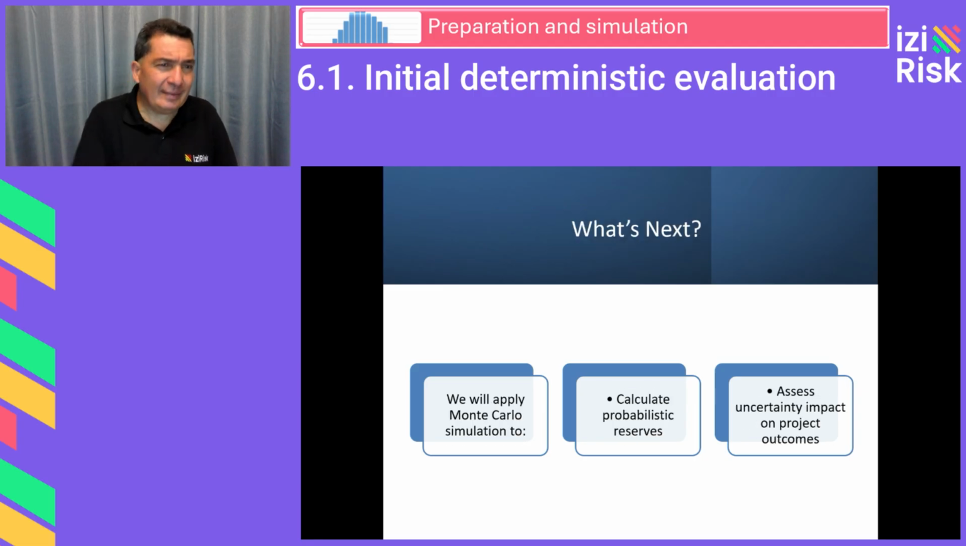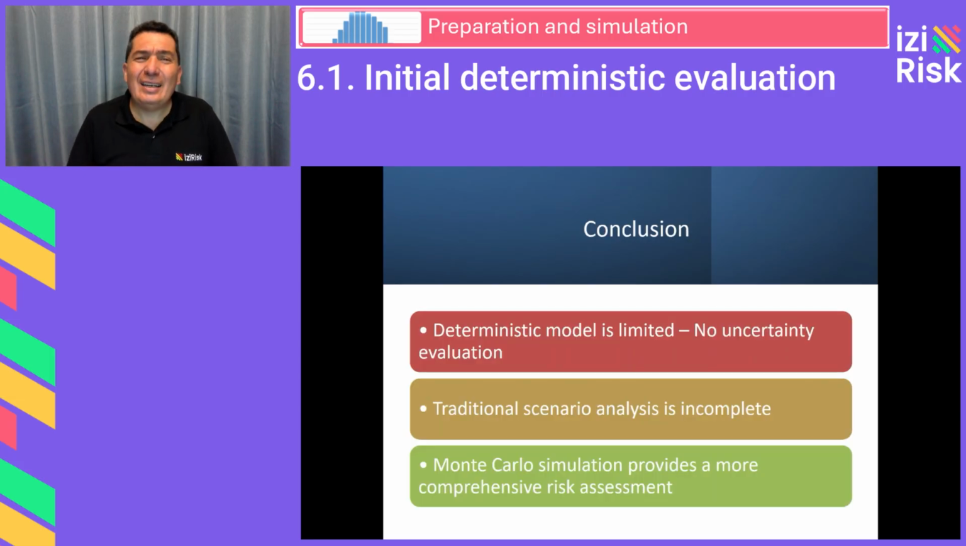What will we do next? In the upcoming exercises, we will apply Monte Carlo simulation to calculate probabilistic reserves and assess the impact of uncertainty on project outcomes. Why is this change in approach important? The deterministic model is limited. It does not account for uncertainty. The traditional scenario analysis is useful but incomplete. It only evaluates a few scenarios. Monte Carlo simulation is the best option. It allows for a more complete assessment of risk and uncertainty.